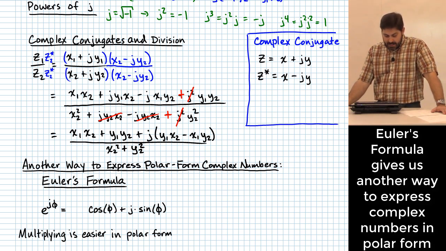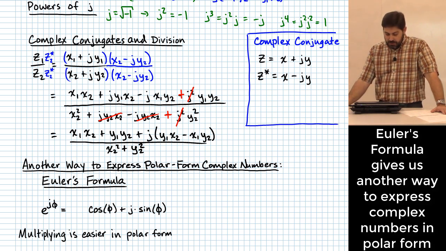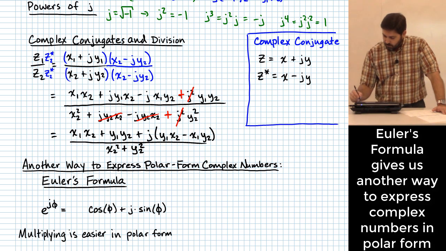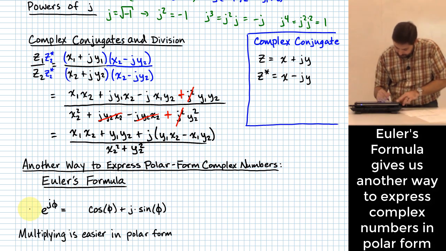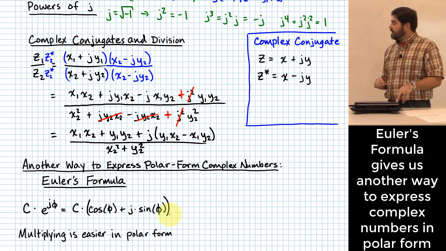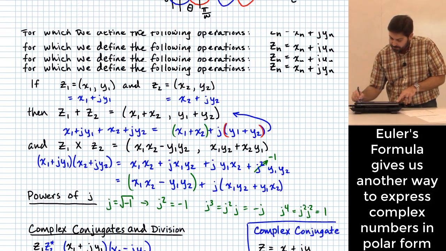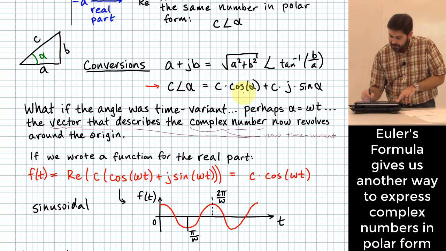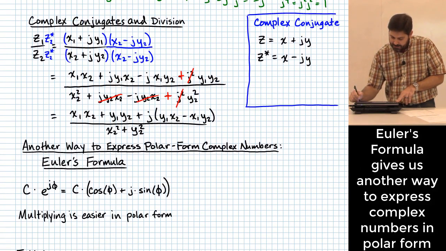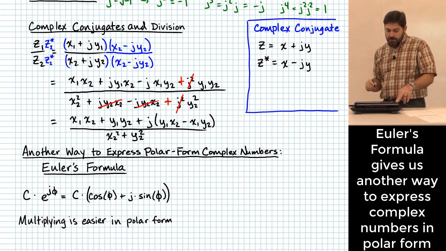It says that e raised to the j angle, right? E raised to the j times a number is equal to cosine of that number plus j times the sine of that number. Does that look familiar? Okay. What if I came in here and said, I'm going to multiply both sides of this thing by c? What you see on the right side is the exact expression that I had way up here for my polar method of expressing a complex number. An alternate way to do that, that is totally valid, is with Euler's formula like this.